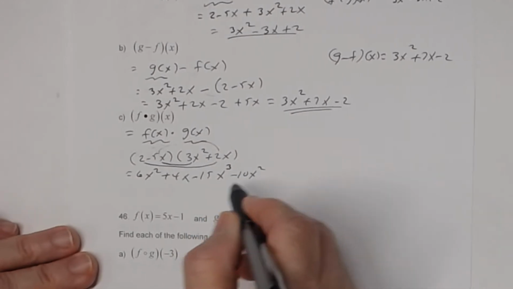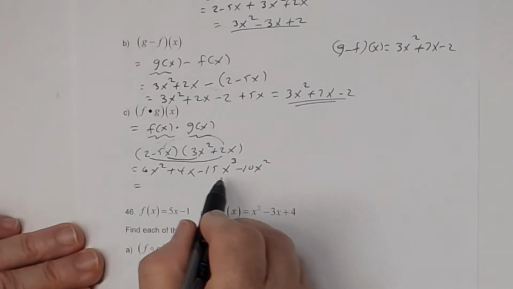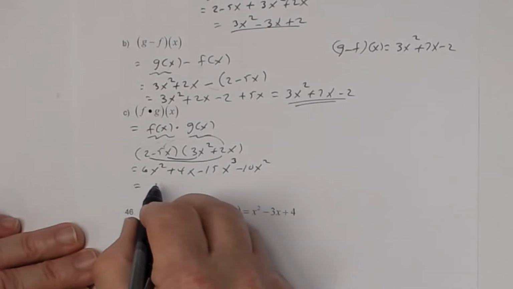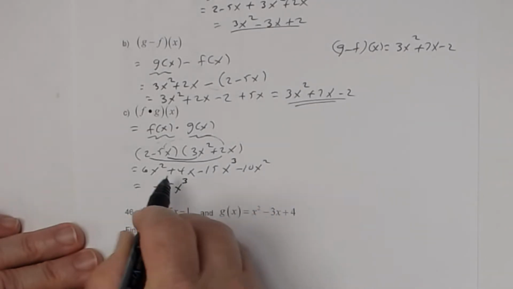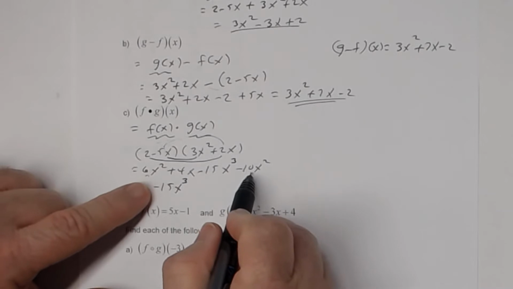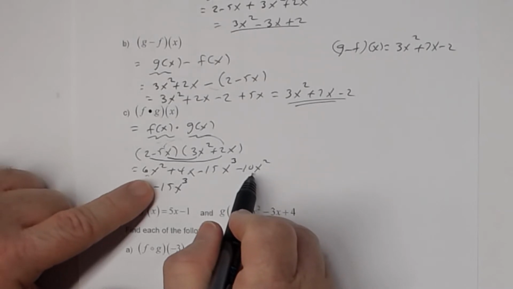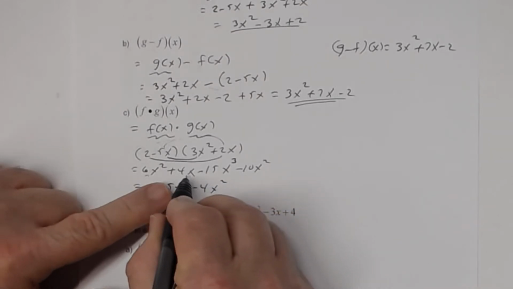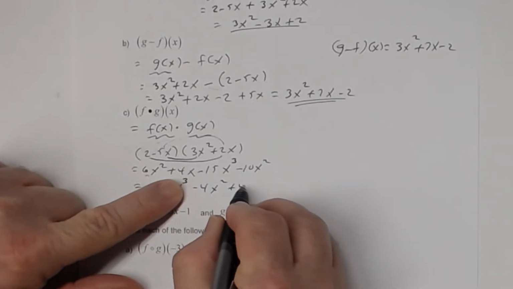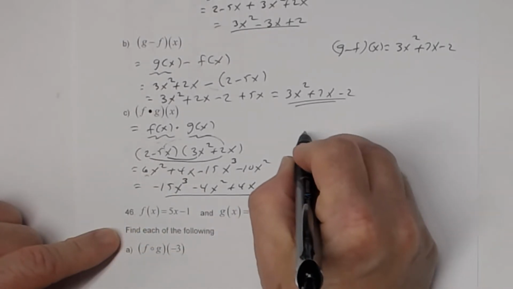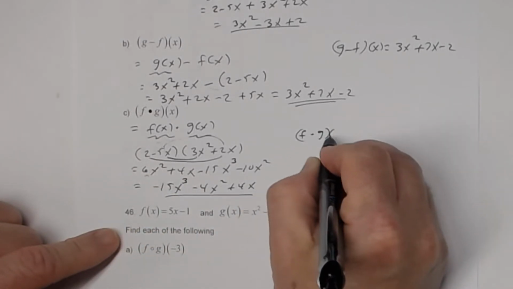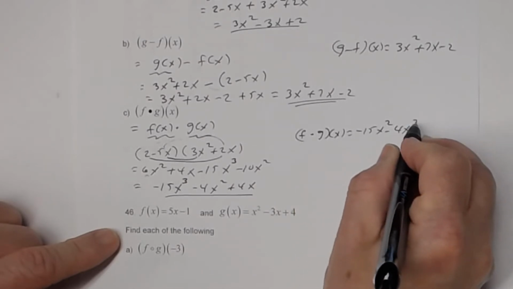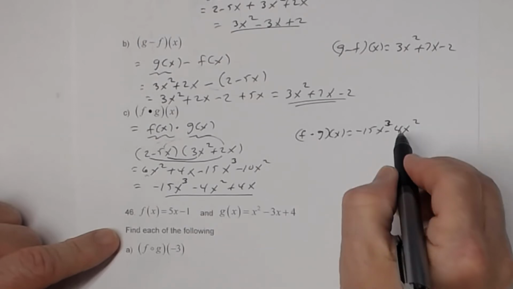And then putting that in descending order and combining like terms, I have a negative 15x cubed. 6x squared and a negative 10x squared are like terms. 6x squared and a negative 10x squared is a negative 4x squared. And the only term you have left is plus 4x. All right, so f times g at x is equal to negative 15x cubed minus 4x squared plus 4x.